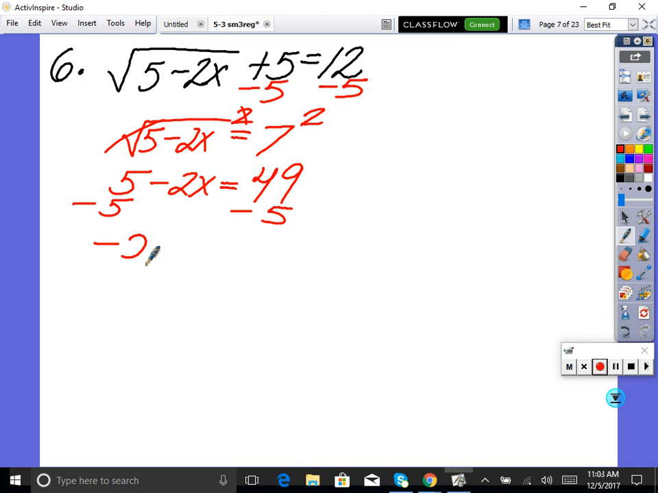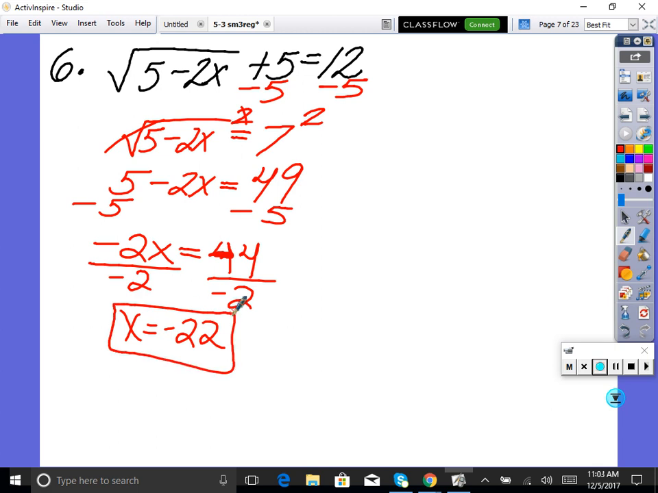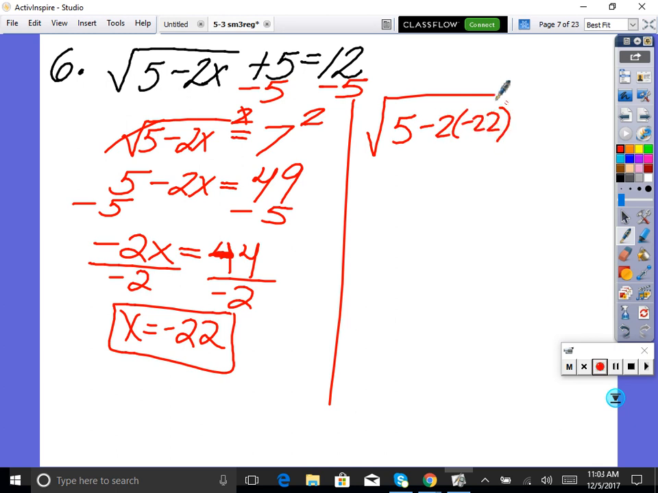So we have negative 2x equals positive 44. That's a 44, sorry. All right, next step. Okay, very good. So x equals negative 22. Let's go check it. You type in your calculator the square root of 5 minus 2 times negative 22, plus 5 out here. Does that equal 12? Everybody type it in. Yes. Okay, we're good to go.